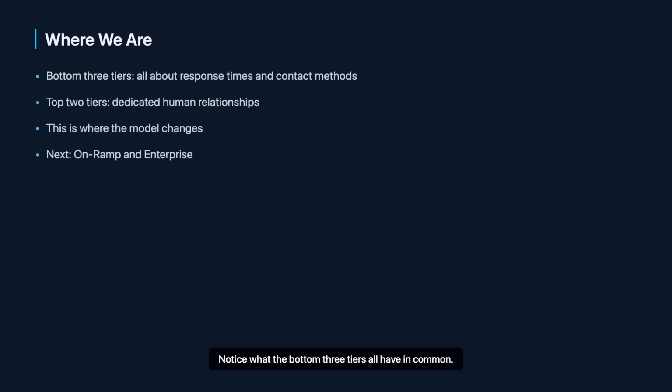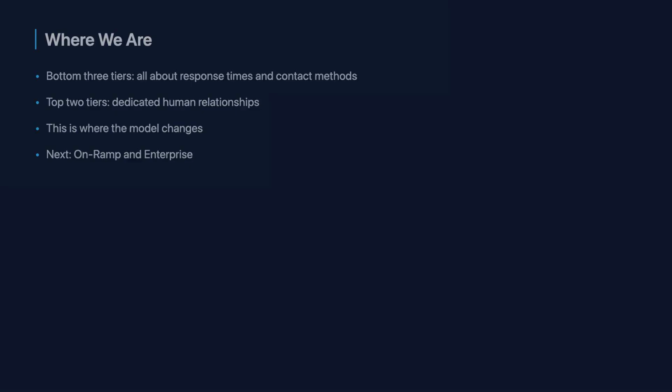Notice what the bottom 3 tiers all have in common. Basic, Developer, and Business differ mainly by response times and contact methods, how fast someone answers, and whether you reach them by email or phone. The top 2 tiers play a different game entirely. They're not just about faster responses, they're about dedicated human relationships, actual people assigned to your account who learn your architecture and guide you proactively. That's a real shift in the model, and it's where the next 2 tiers come in. Let's see what changes when you cross that line.